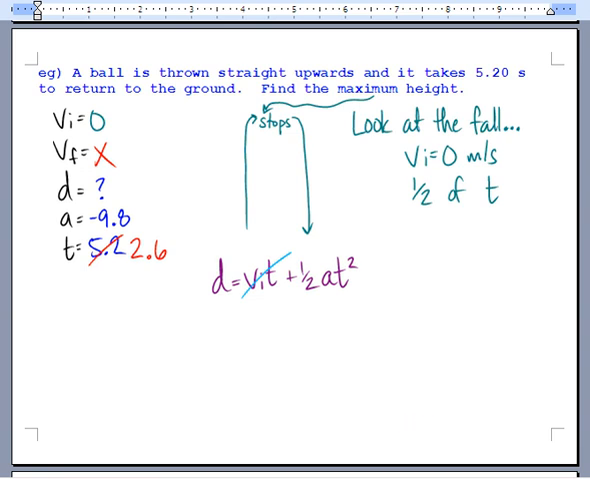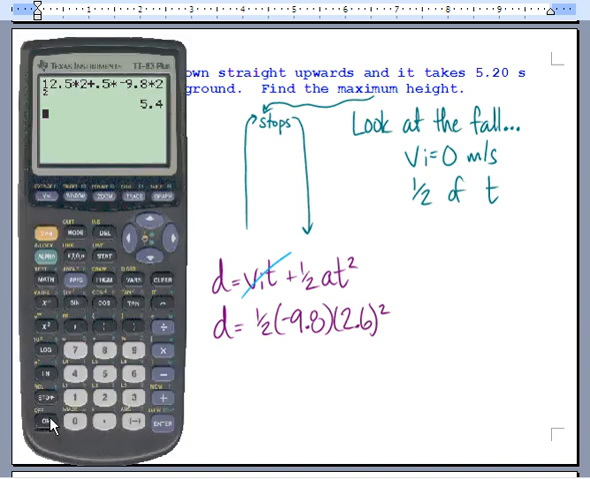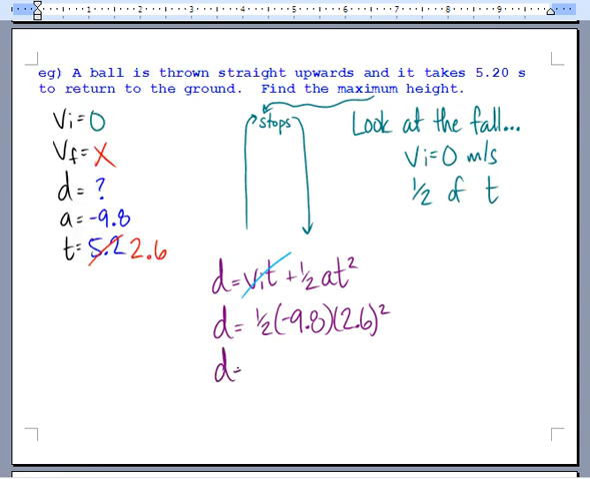So if we solve for D, I'm going to scroll into my notes here at some point: 1/2 times negative 9.8 times 2.6 squared. Let's just do it on the calculator. It doesn't take us long. Half times negative 9.8 times 2.6 squared. Negative 33.1 meters. 3 sig figs plus units.